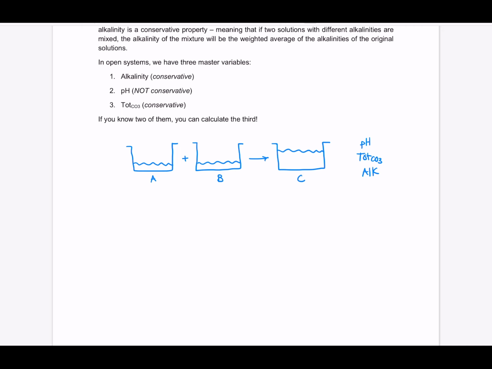As we saw, based on the titration, we can look at the total CO3 and also the alkalinity, which is basically bringing it down to 4.5. We can look at the alkalinity. So we did that for A and B, and now we want to predict what it is for C. So what is the volume for C?